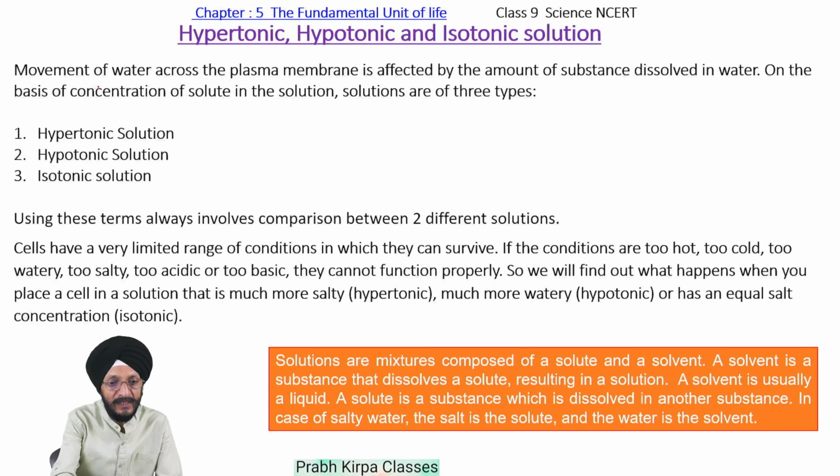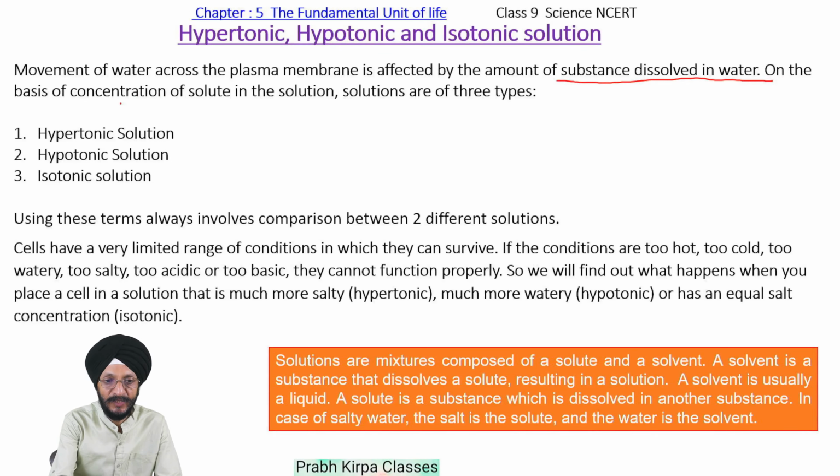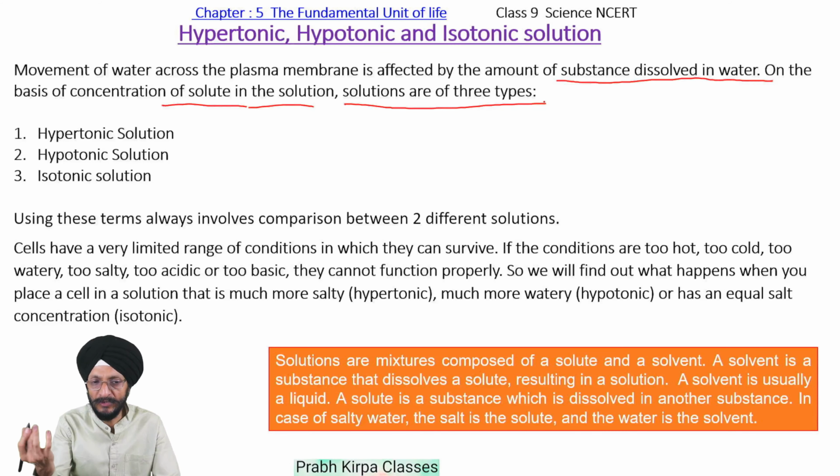So let us start. Movement of water across the plasma membrane is affected by the amount of substance dissolved in water. On the basis of concentration of solute in the solution, solutions are of three types. What is solute or solvent? Let us see that first. Solutions are mixtures composed of a solute and a solvent.